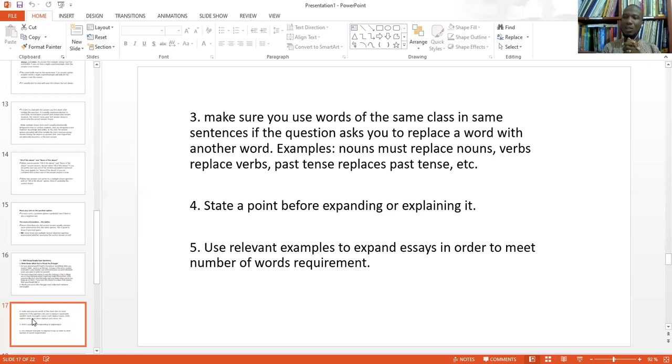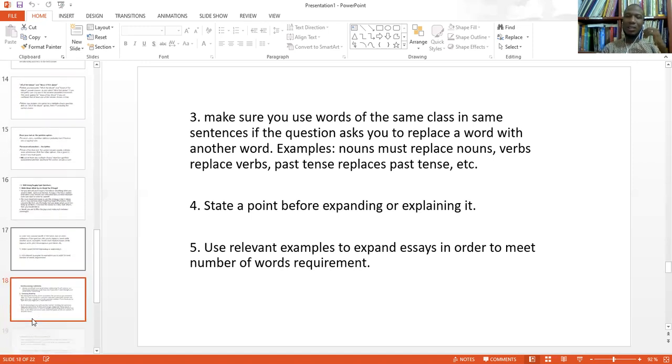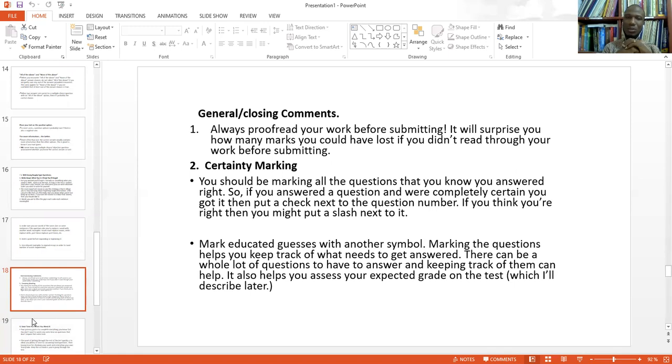No, to increase your number of words, it's not just about writing so many words, but it's about whether the words make meaning and are relevant to the things you are talking about. That is it. So let's all learn to use examples to develop our essay topics. Then we go on to my general and closing comments on this lesson.